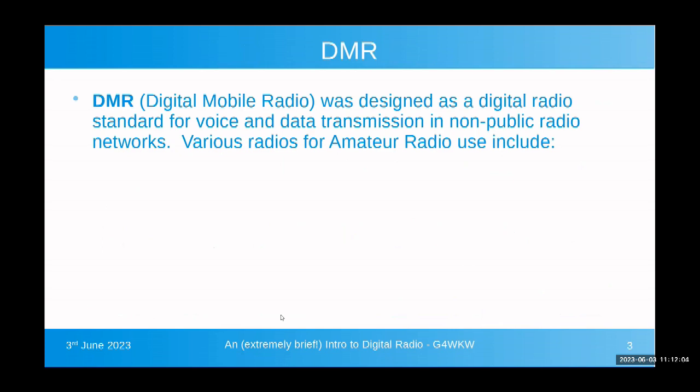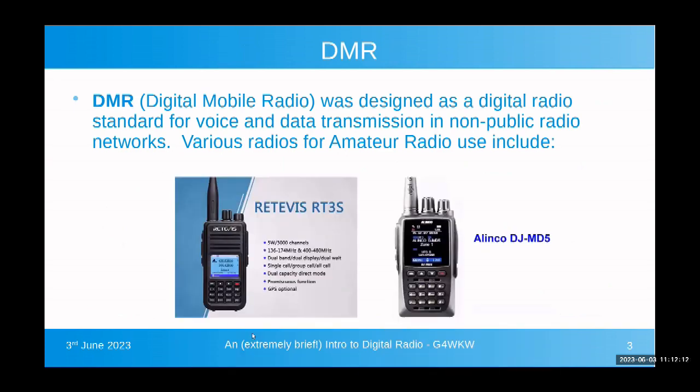So just a little bit about DMR. It's digital mobile radio, and there's a couple of examples. The one on the left is one that I have myself, a Retevis RT3S. They're a reasonable sort of price, around the £80 mark. It's 2 meters and 70 centimeters, analog and digital, the digital part being DMR.